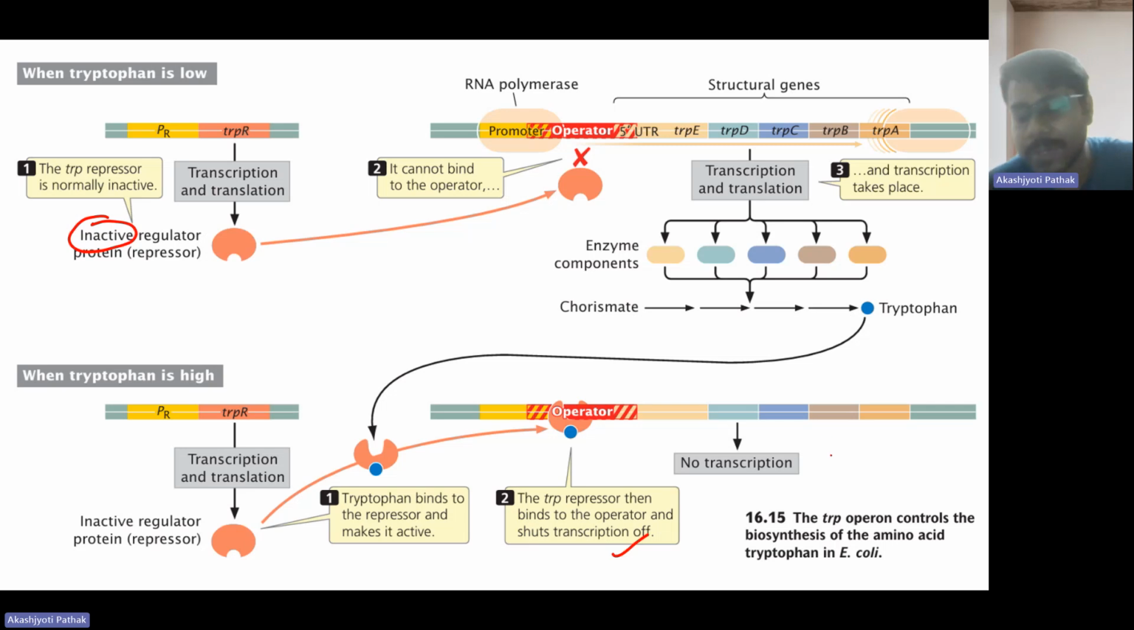That is why it is a negative repressible system. Negative, because here a repressor is getting synthesized, and repressible, because here a molecule is required for turning off the operon.